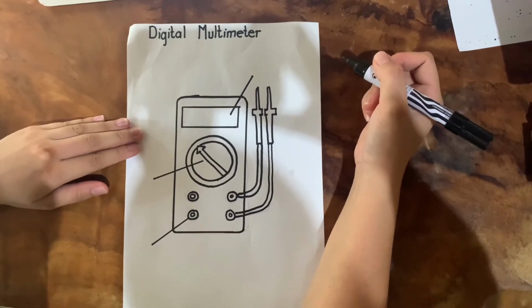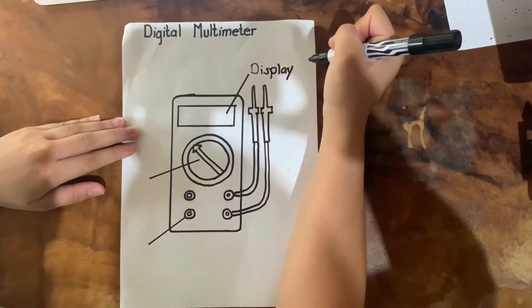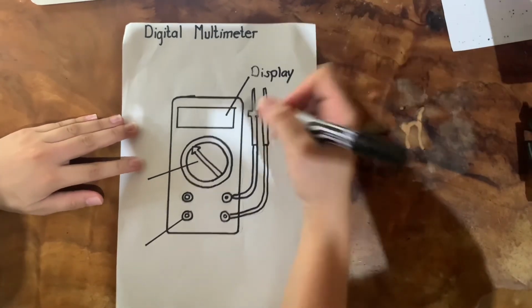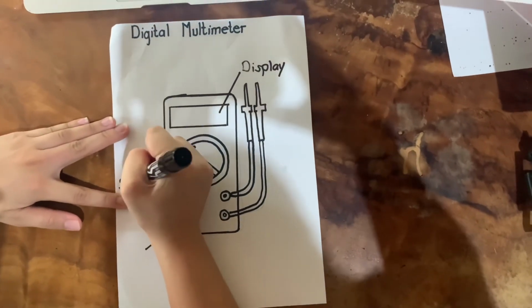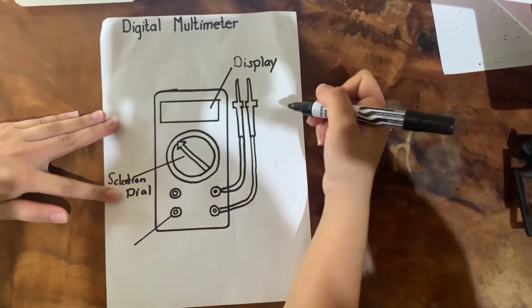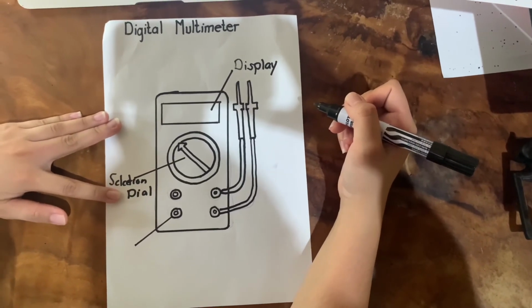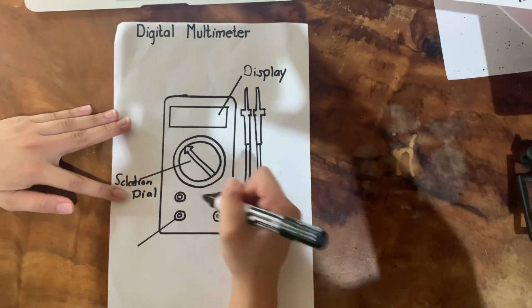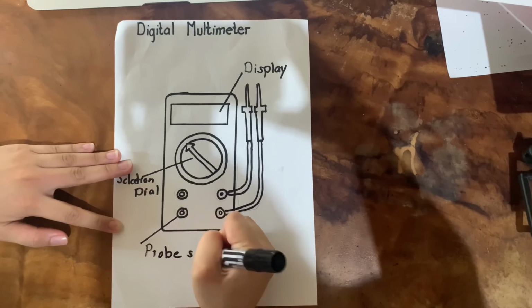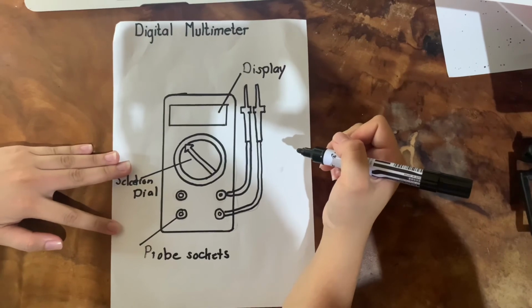So this is the digital multimeter. This is the display, where the current, voltage, and resistance readings will be shown digitally. Then next is the selection dial. This is where you can select modes, whether you are going to test voltage, current, or resistance. Then these holes are the probe sockets, where you can connect your positive and negative probes.